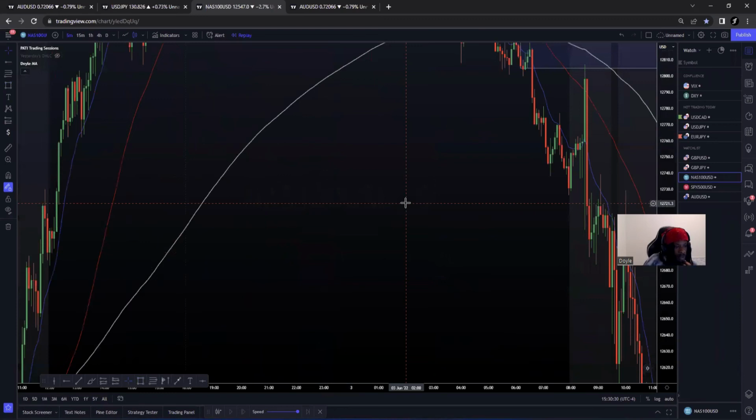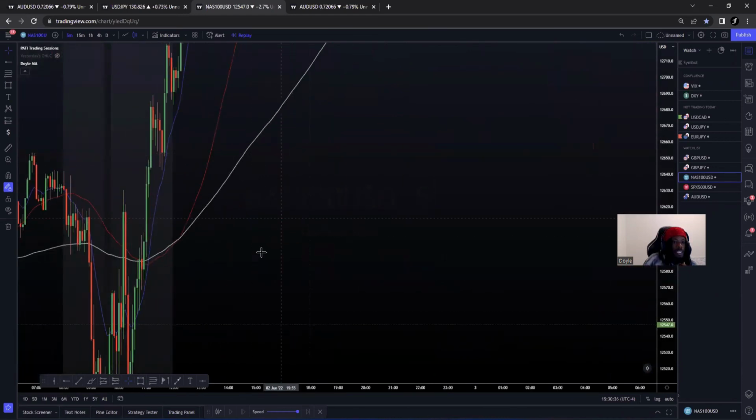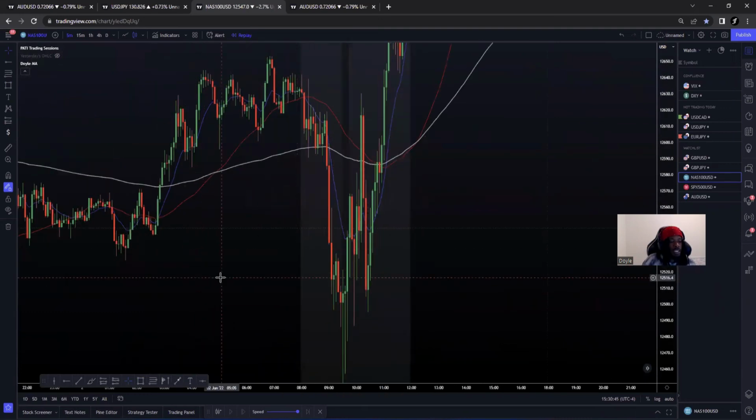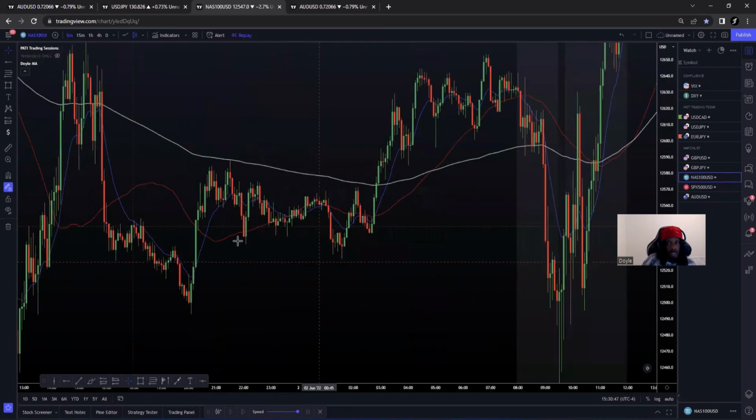Would you completely skip the trade when it's coming up to the 200, or would you consider that low probability? If it's coming to the 200, but it's lining up with my supply and demand setup, I may take it. It just depends on the location of the 200. You know what I'm saying?